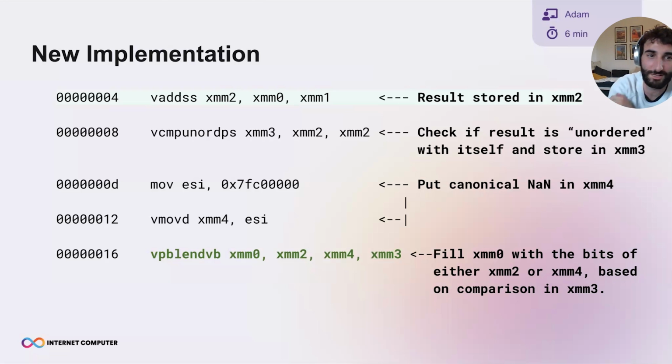And then this last operation, this VP blend, is like a conditional move. Basically, we replace our result with either the original result or the canonical NaN, depending on whether our result was unordered with respect to itself or not. So it has the same result, but it doesn't involve a jump. You always execute this blend conditional move operation, which can be expensive, but in the worst case is much better than jumps that are mispredicted. So yeah, next slide.